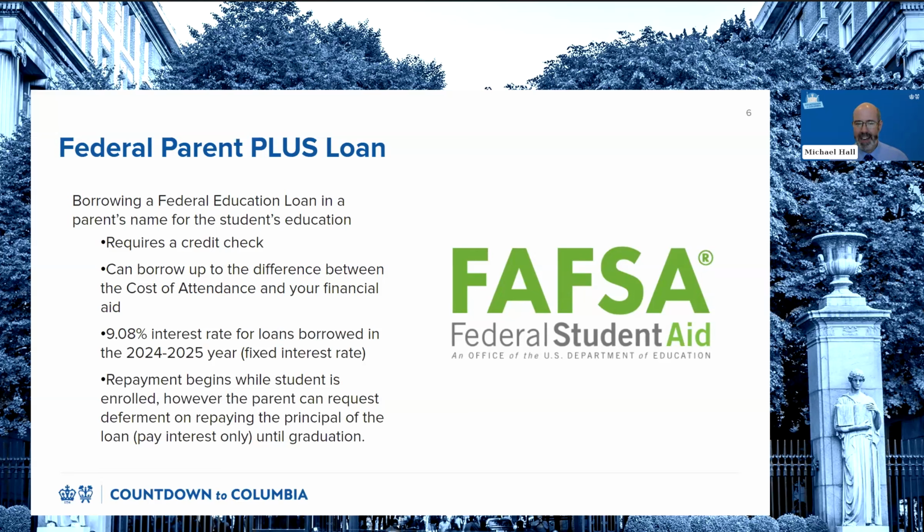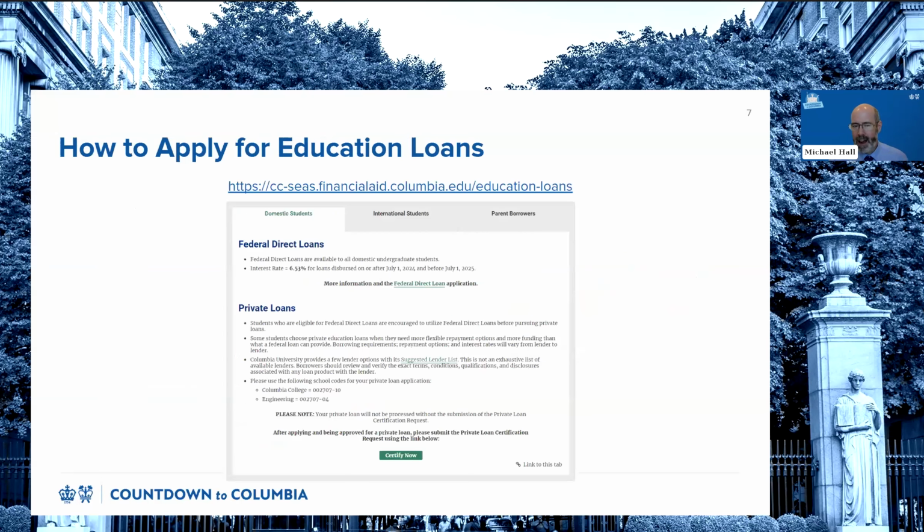Now, the biggest downside, I think, with this loan is the interest rate does tend to be a little bit higher. It was 6.5% on the Federal Direct loan. We're at 9.08% for the Plus loan this year. So that's getting up there, even for an unsecured loan where you're not putting any collateral up. And repayment does begin when the loan is dispersed. Now, you can ask to have that deferred to later, but the default is for repayments to start right away.